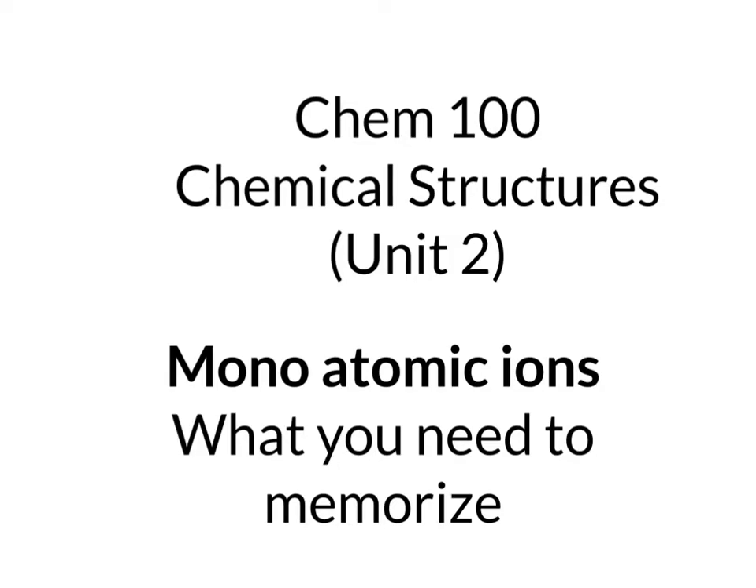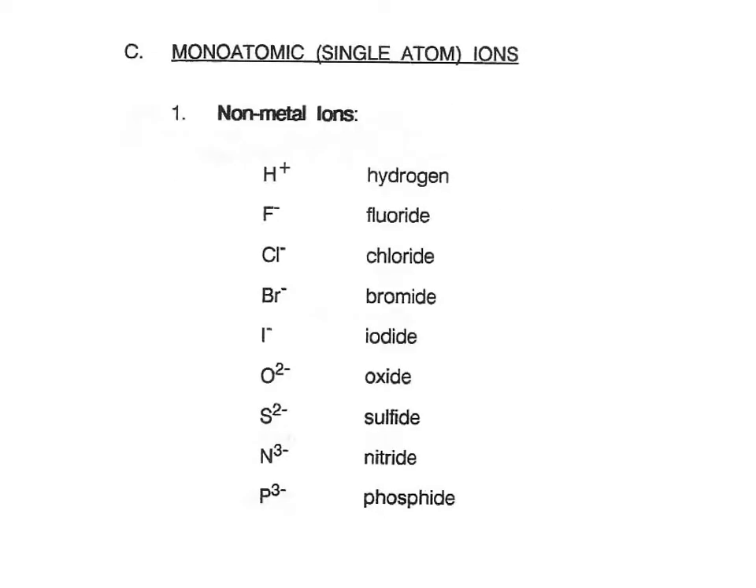So we're about to learn how to classify compounds and identify compounds. One of the major things you're going to need to do is to memorize the monoatomic ions and the polyatomic ions. We're going to start with the monoatomic ions first because I need you to basically take half a day for each of them to start memorizing.